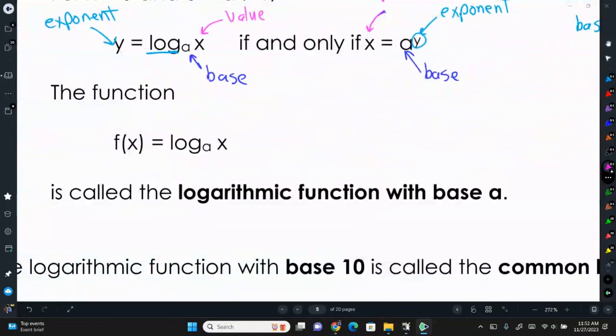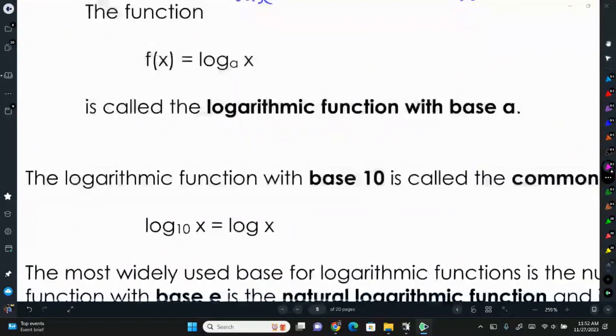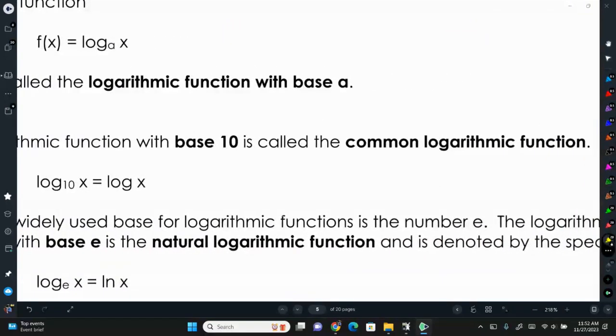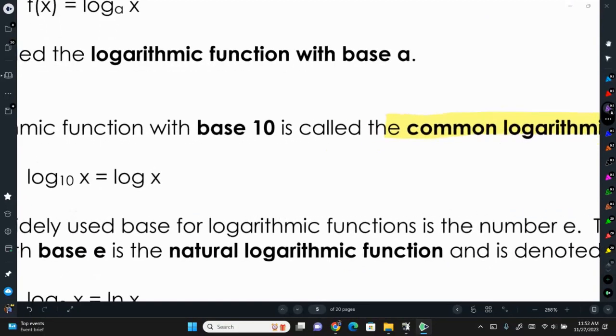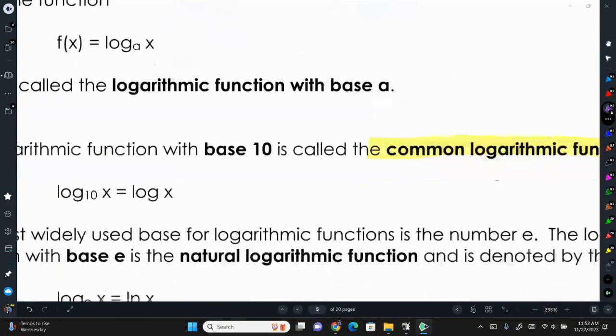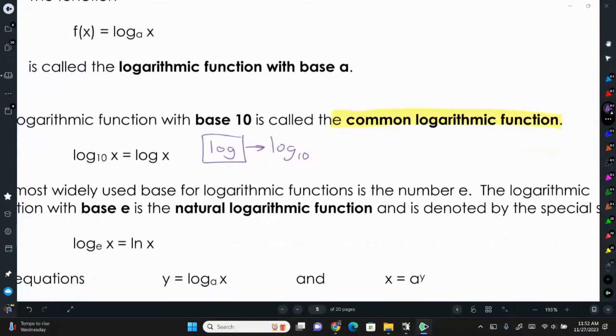So we would read this as f of x equals log base a of x. It's a logarithmic function with a base a. Now, if we don't see a base written down, it's an invisible 10. It's called the common log. And we're going to see that a lot too. The log button on your calculator is really log base 10. And we always want to rewrite log base 10 as just log with no base written down. That's a more appropriate way to write it.